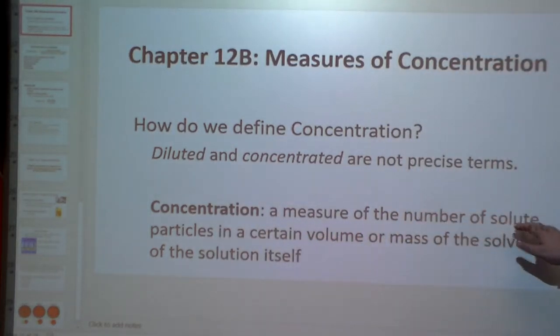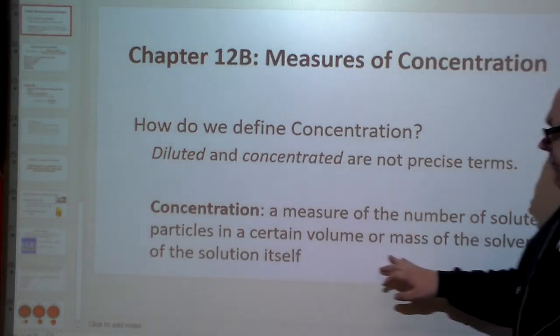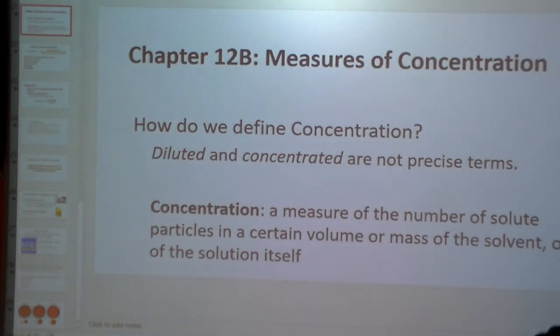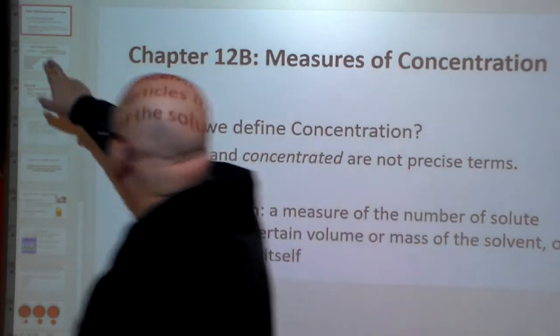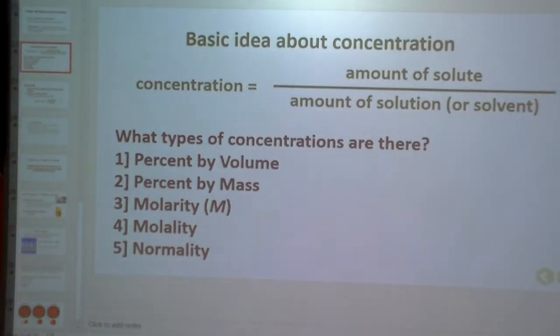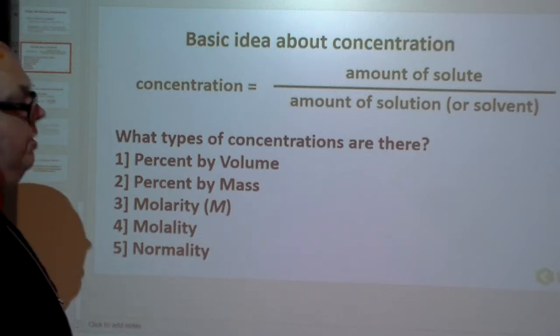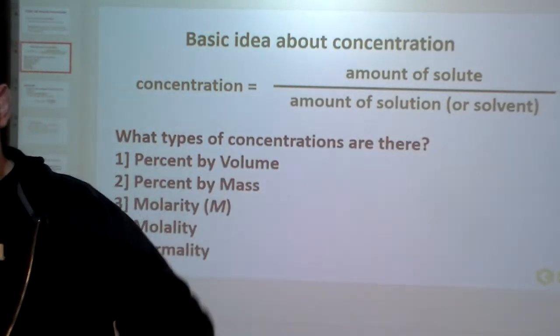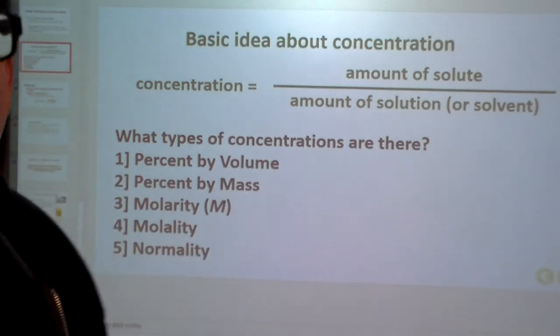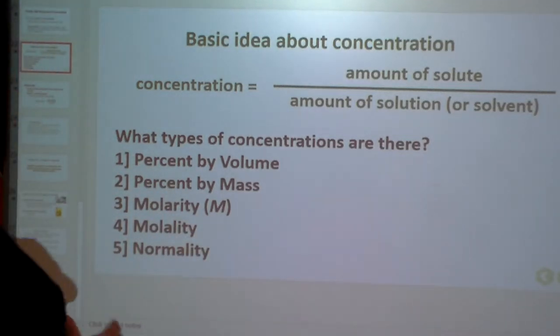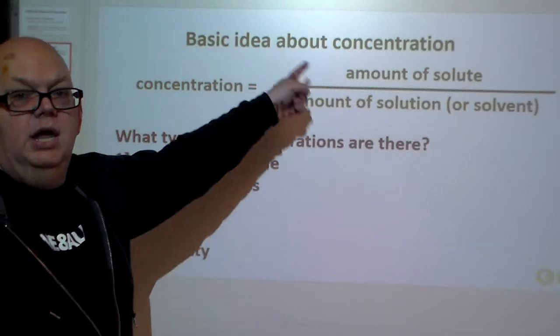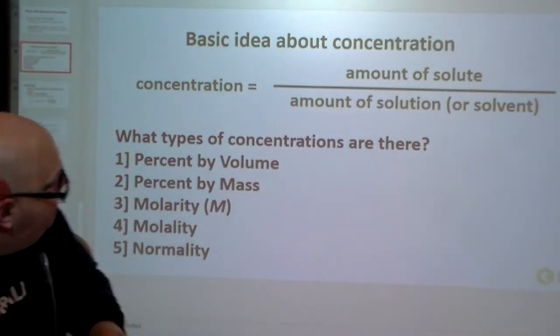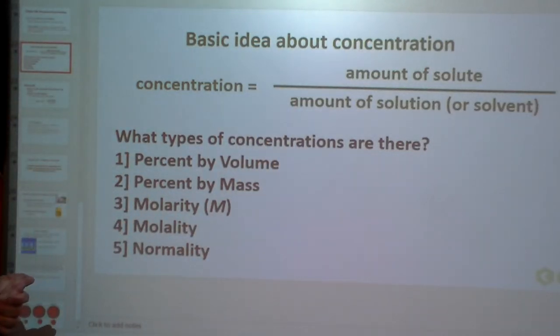It's a measure of the number of solute particles in a certain volume or mass of the solvent or of the solution itself. So the basic idea is this: how much solute over the solution or solvent that you have. It's a very simple formula. In fact, this is it right here. But there are types of concentrations that they use in chemistry.